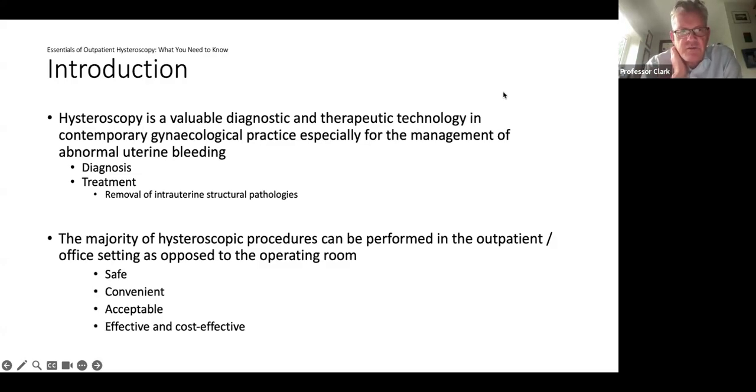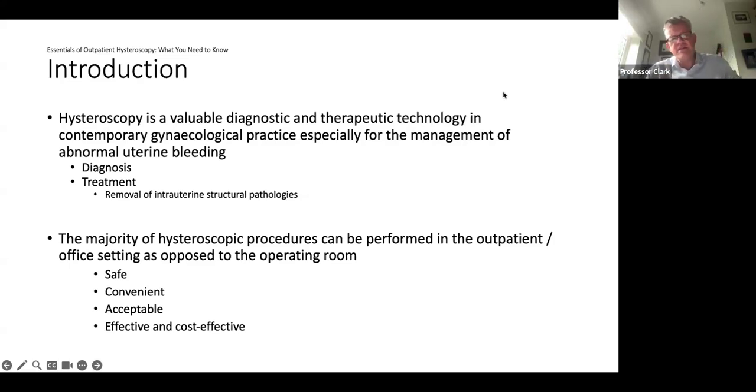But I would argue that the majority of procedures can be done in a convenient outpatient or office setting, and I'll discuss those definitions in a second, as opposed to the traditional way of having to perform the procedures within a formal hospital facility, an operating room.